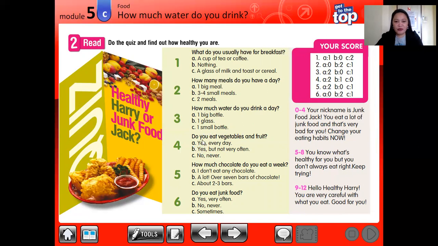Next, number 4, do you eat vegetables and fruit? A, yes, every day. B, yes, but not very often. C, no, never. Circle your answer. Number 5, how much chocolate do you eat a week? A, I don't eat any chocolate. B, a lot, over 7 bars of chocolate. C, about 2 to 3 bars. Okay, circle your answer. Number 6, do you eat junk food?